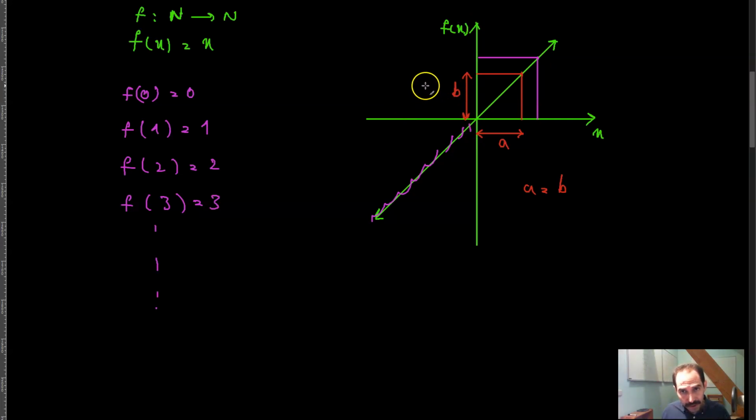And of course, the function is onto or surjective, because every member of the codomain of the function is the image of some element in the domain of the function. For example, there is no natural number that you can find here that is not the image of some element in the domain of the function. So the function is 1-1 and onto. Right?